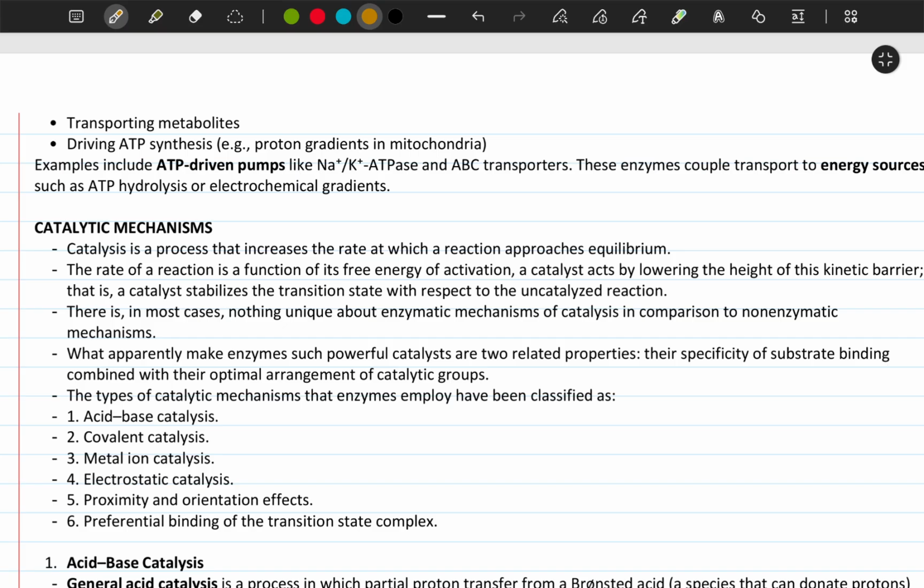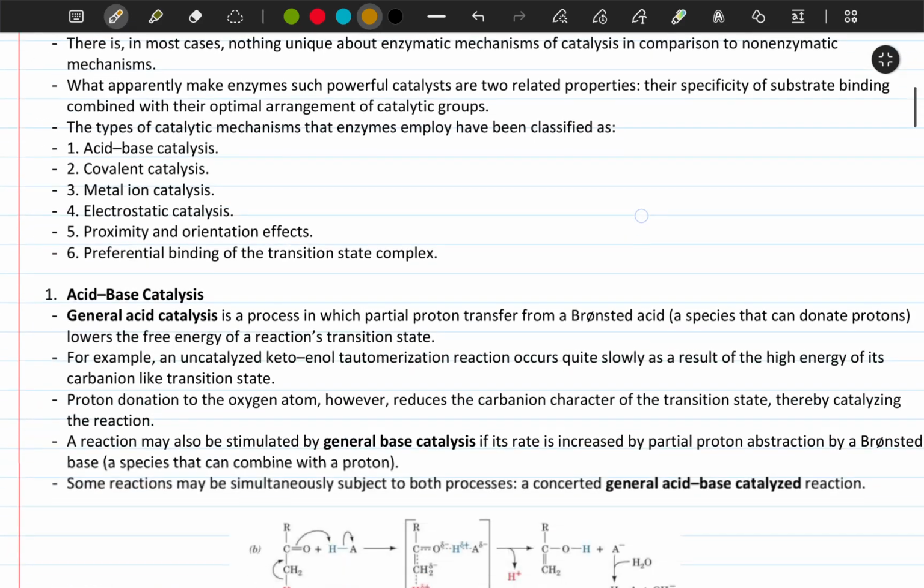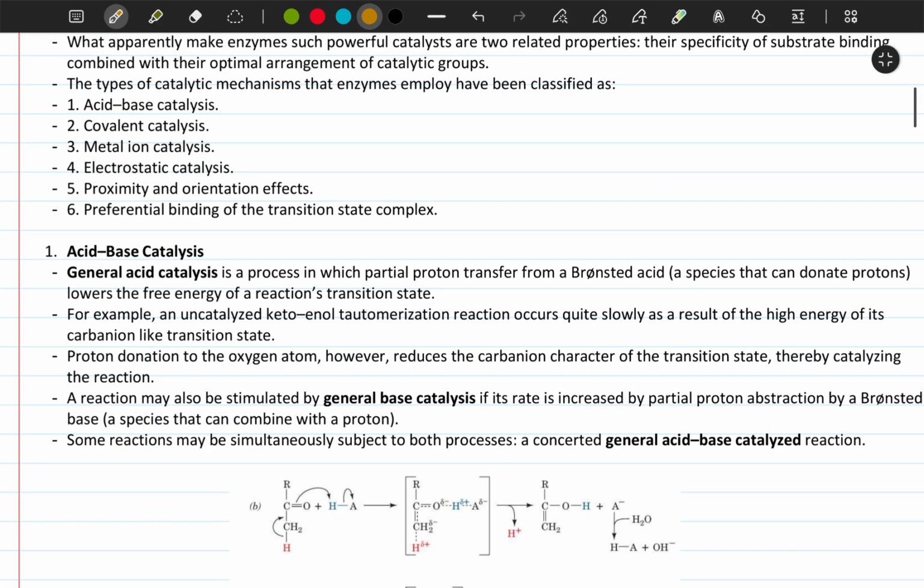Types of catalytic mechanisms we are now seeing: acid-base catalysis, covalent catalysis, metal ion catalysis, electrostatic catalysis, proximity and orientation effects, and preferential binding of the transition state complex. We have been reading multiple times about acid-base catalysis.